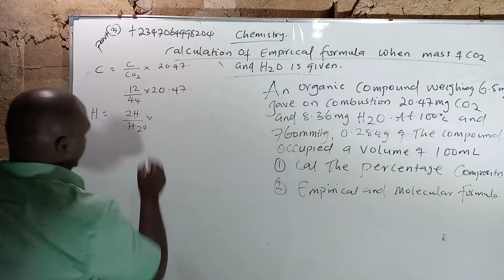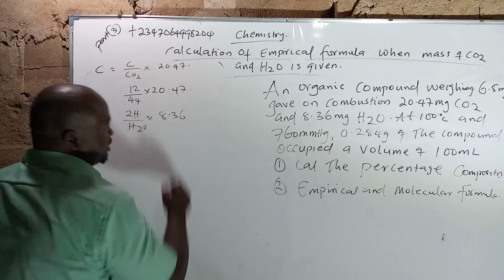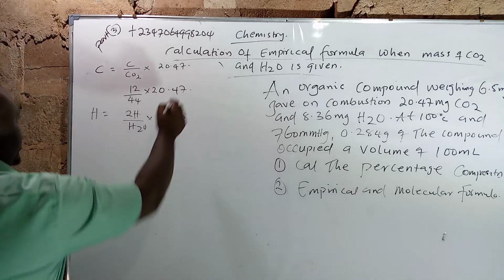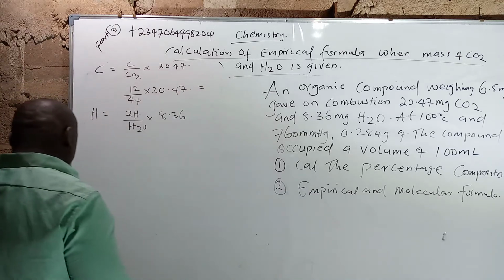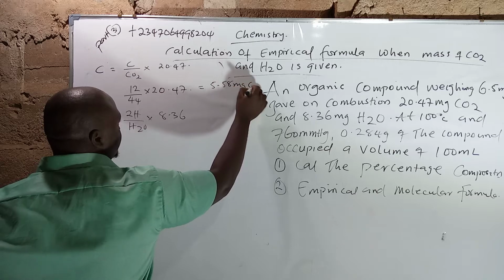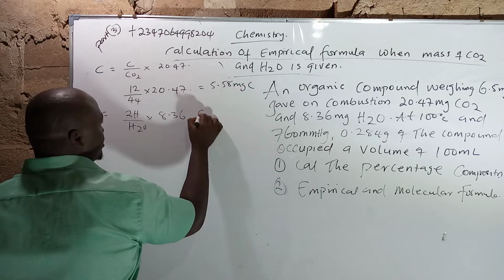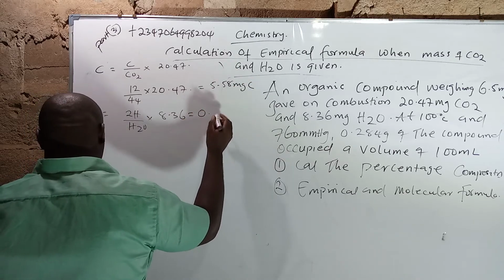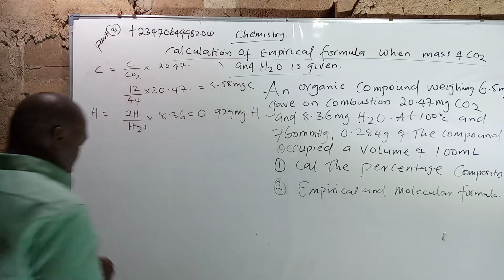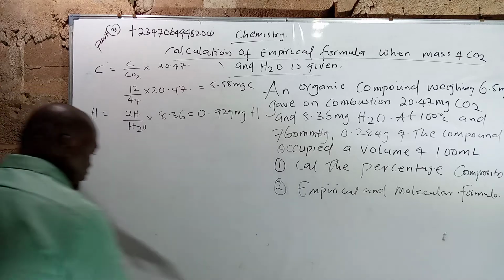Now, if you punch it in your calculator, this will give you 5.58 mg of C, while this should give you 0.929 mg of H. Now, let's continue.